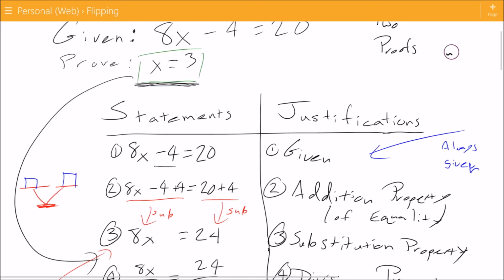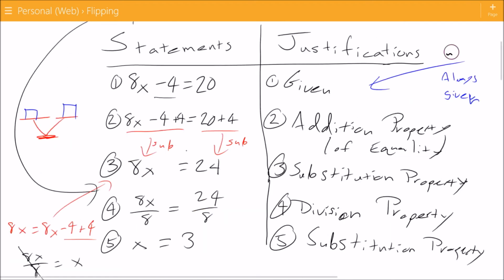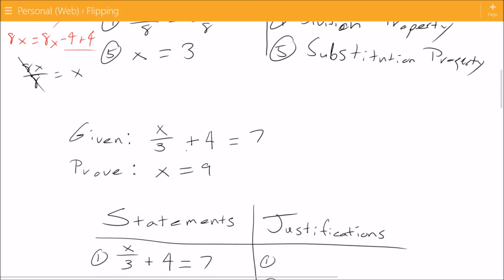Again, I have proven that x equals 3. Every step I've justified. That's why it all makes sense. That's how I know this to be true. I've proven every step along the way. Let's do another one here.